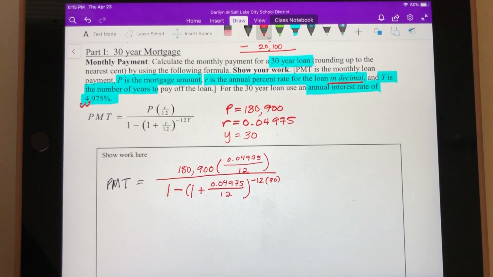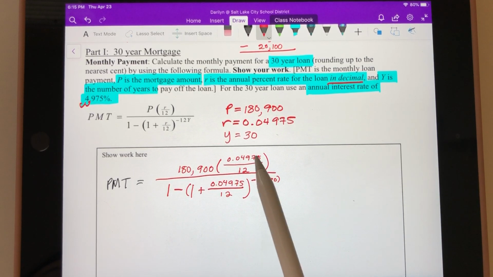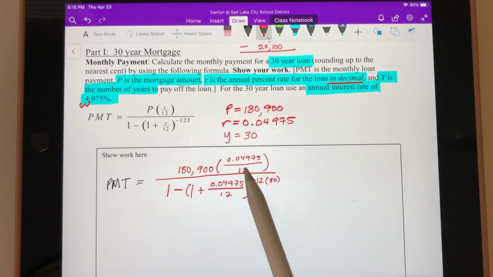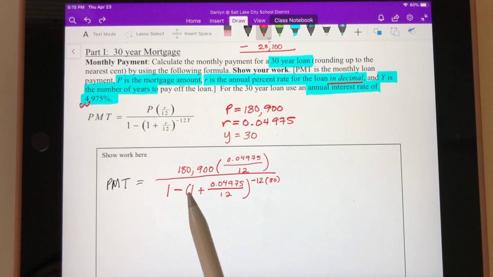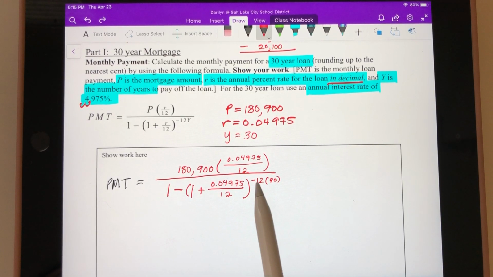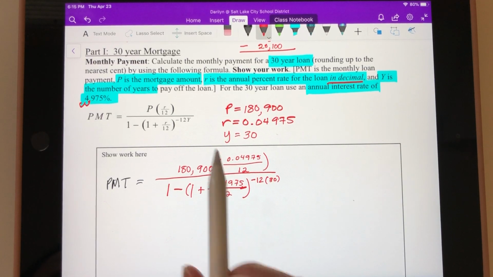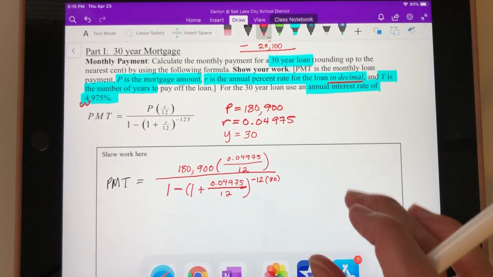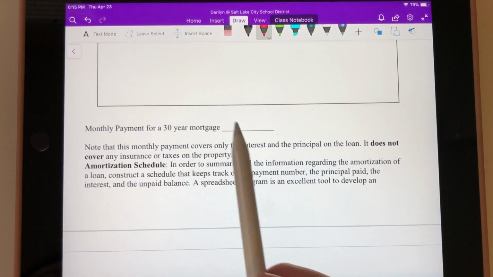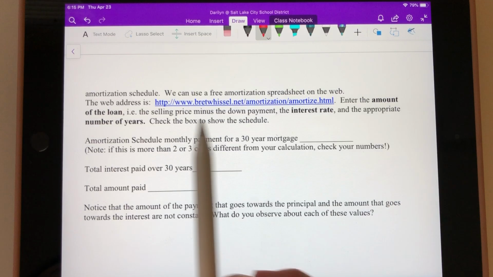Now, in order to solve this using order of operations, you want to make sure that you multiply what's in this parenthesis first and then multiply it by the 180,900. Then down here, you're going to make sure you do what's in this parenthesis first. Then you do the exponent of that, whatever you get. And then you do 1 minus the result. So this is all order of operations. You want to make sure you do that correctly. Once you do that, you're going to fill that amount in right here. And you are going to go down to this website.